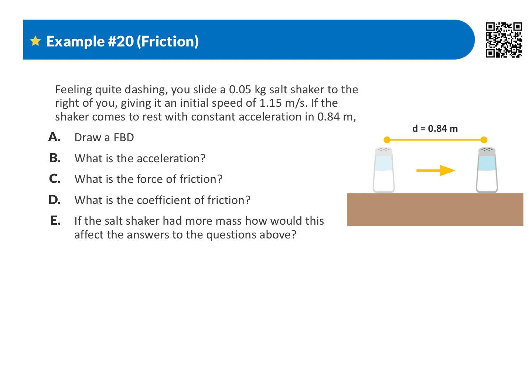You're sliding a salt shaker to the right, giving it an initial speed of 1.15 meters per second. If the shaker comes to a rest with a constant acceleration in 0.84 meters, we want the free body diagram, the acceleration, we want all of the things. Okay, so let's look at our object here. It says we're going to put it into motion. It's got gravity. It also has the normal force. In this scenario, are those two forces congruent? They are, right? Because my object is not accelerating vertically at all.